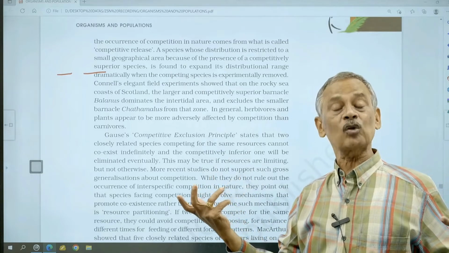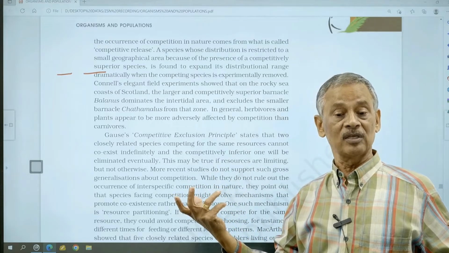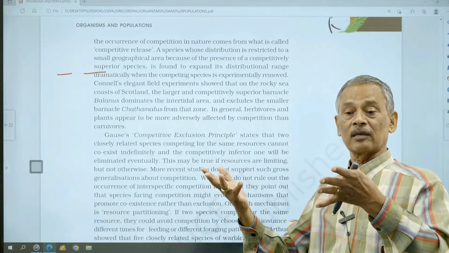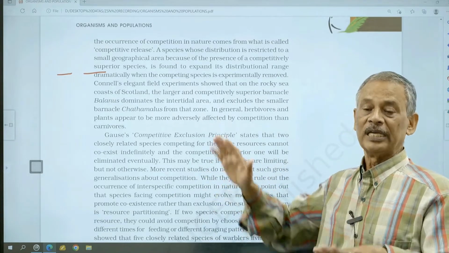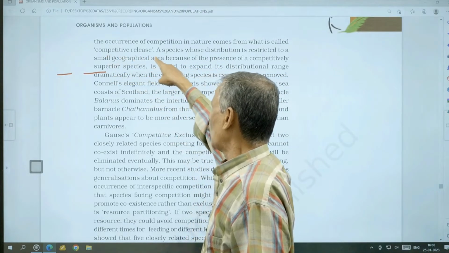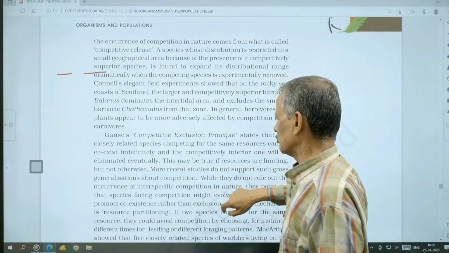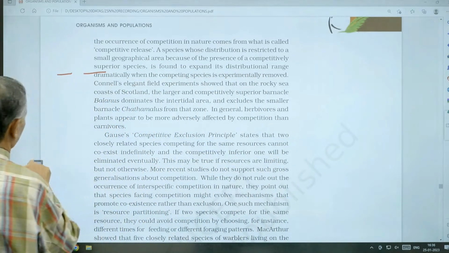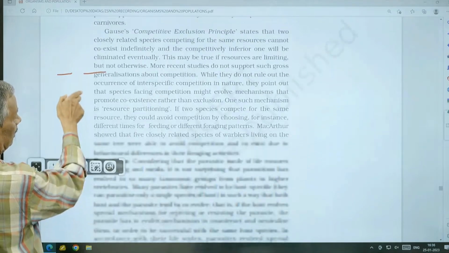So why does it not normally occur in deeper parts? Because of the competition from the superior. When that superior Balanus is removed, it extends its area of occupation. That is what is called competitive release. So these are some of the important facts that we have to remember in connection with the interaction competition.